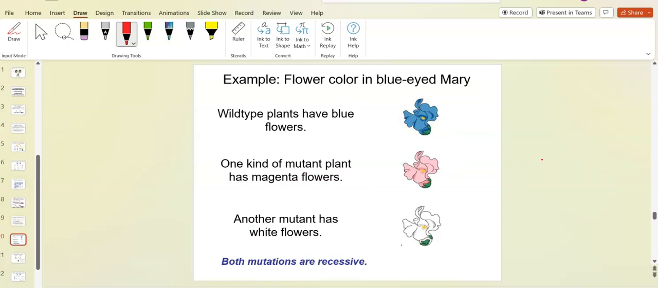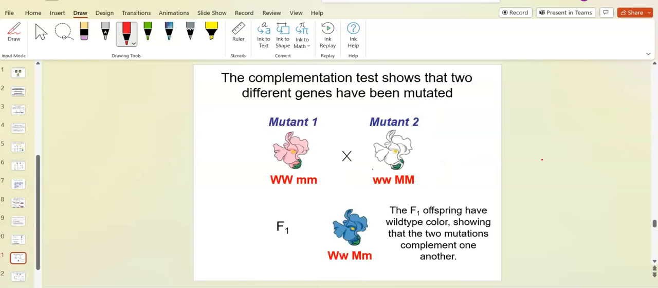So here's an example. We can look at flowers. These are blue-eyed Marys. Wild types are blue. There's a mutant which is pink, and then there's a mutant that has white flowers. Both of these mutations, both pink and white, are autosomal recessive mutants. So we're not talking about any sex-linked things yet. And so we can signify these two genes as, say, W and M, white and magenta. I guess this is what the example is using.